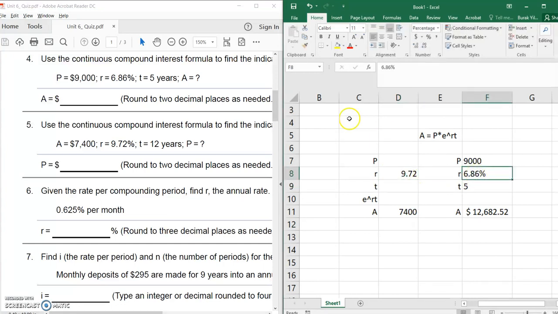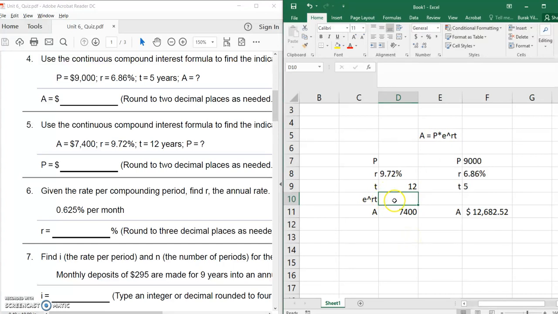R is 9.72%. T is 12 years. So to find P, first I need to calculate e to the power r times t, and then whatever the value of this whole piece is, divide A by that so I can have P.